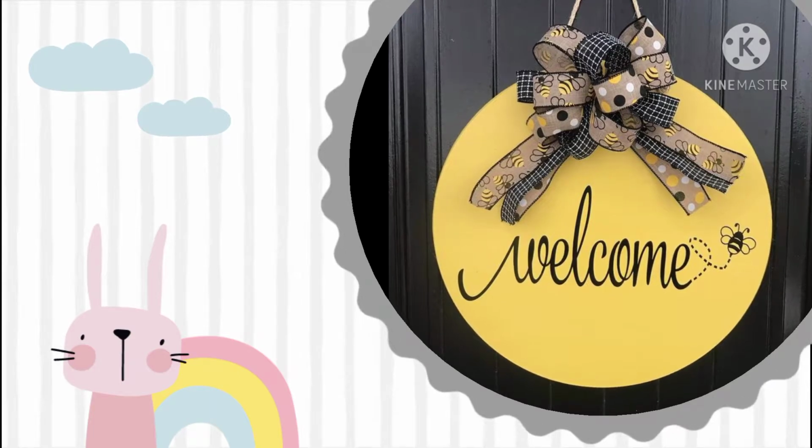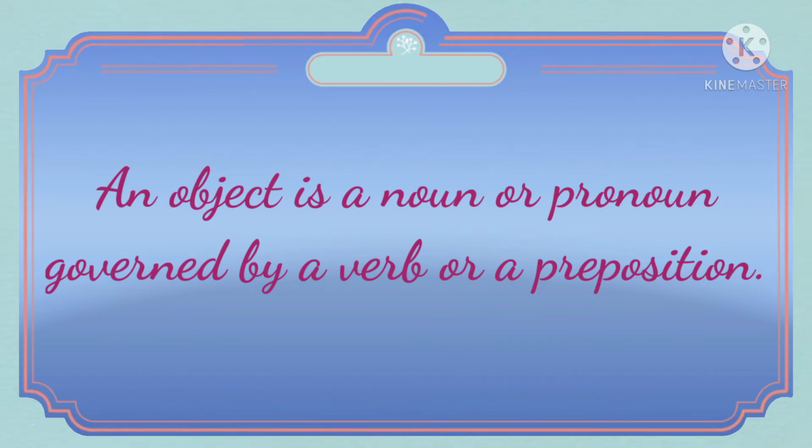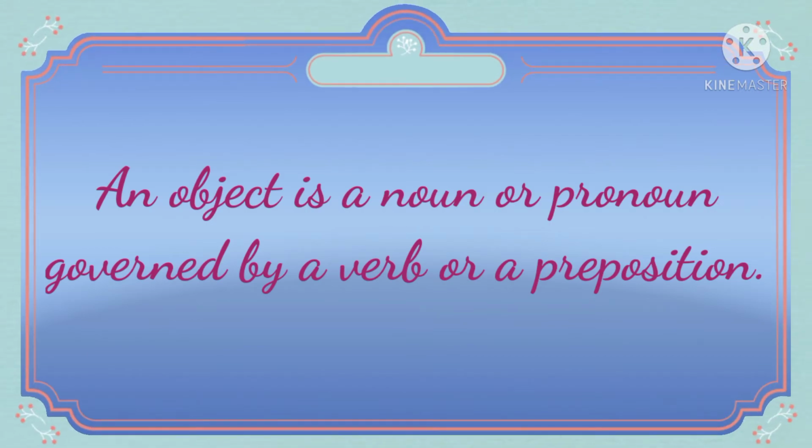Today, we are going to learn direct object and indirect object. Before starting this topic, let me ask one question. What is an object, children? Yes, we know an object is a noun or pronoun governed by a verb or a preposition.